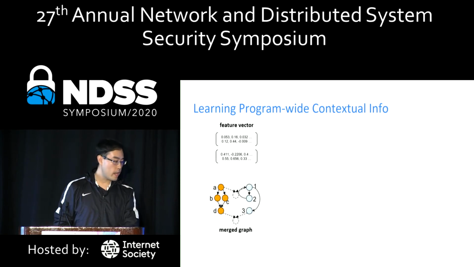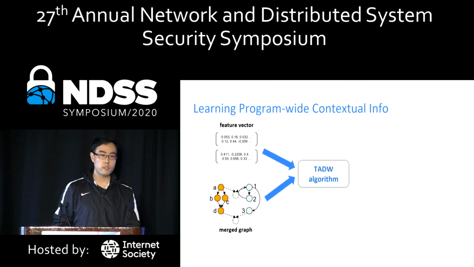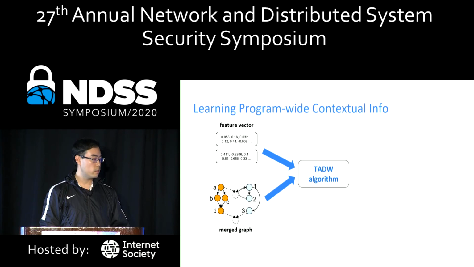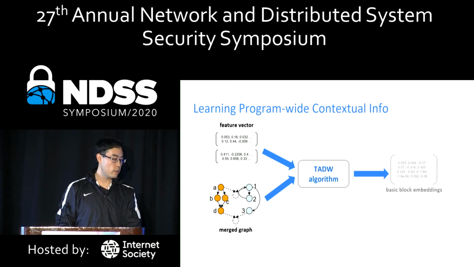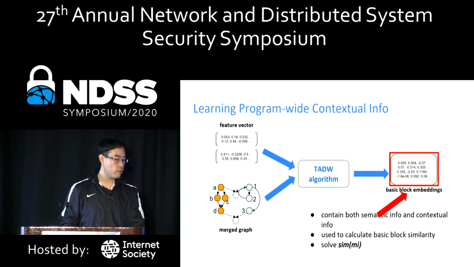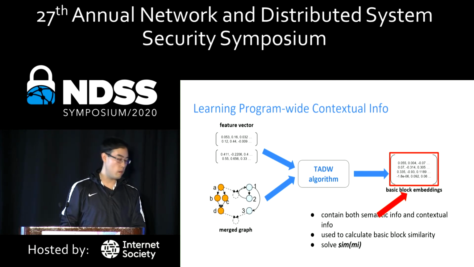Now, we have a merged graph, and we have the feature vector that shows the semantic information. What we do is feed them into this TADW algorithm. It's just a DeepWalk algorithm, but it's a modified one because it considers feature vectors, where DeepWalk does not consider the feature for each node. And then eventually we can generate basic block embeddings. So in this case, the basic block embeddings now contain both the semantic information and the contextual information. And it will be used to calculate the basic block similarities. So now we solve our subproblem 1, the sim function.